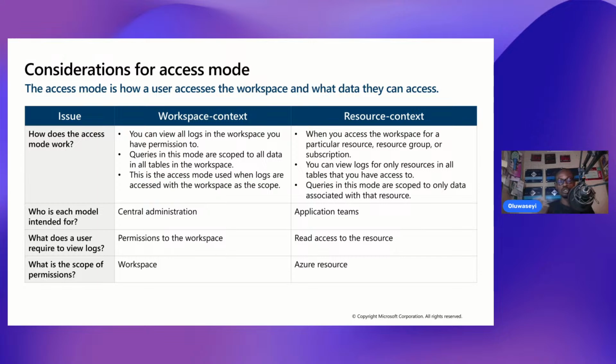Now, when you look at these two environments and look at the way the access is being created in terms of the model intended for the workspace, in the context of that, you have to be looking at a central administration. While in the context of resource group, because it's usually piloted and targeted to a team, you have to use an application team to be able to build it and be able to have access to that resource.